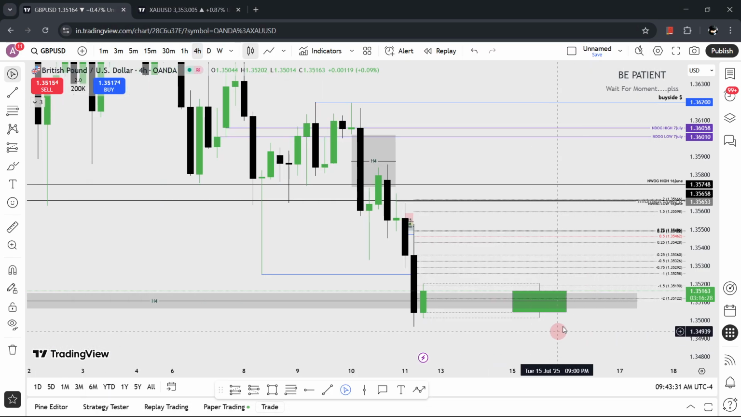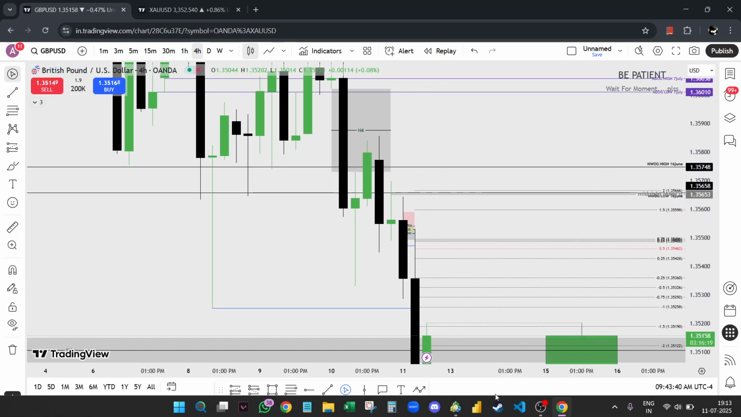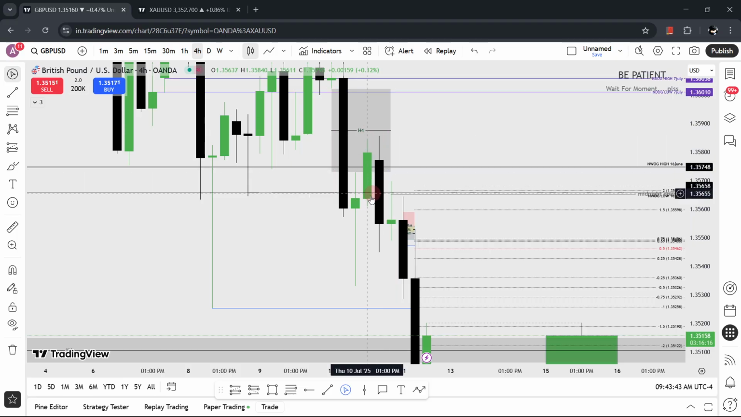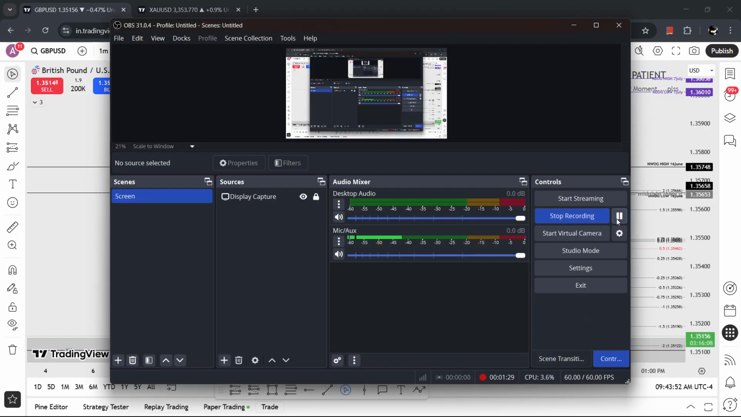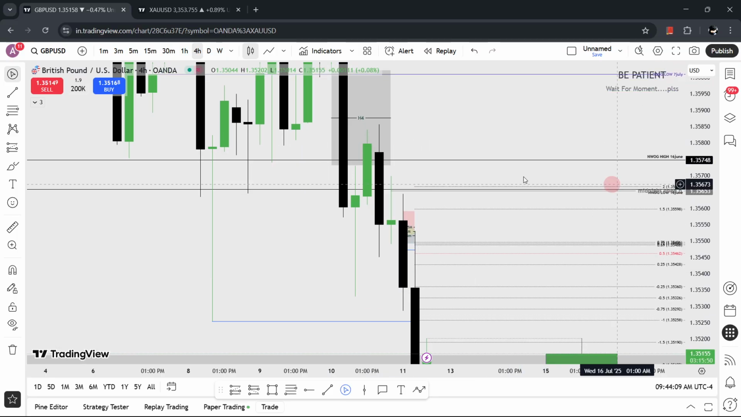In the morning we went to this 4-hour fair value gap, and you can see this candle went up. The next candle opened here, and there is a daily gap inside this fair value gap. Again it took out the high of the 4-hour candle to the downside. It gave a clear structure shift.